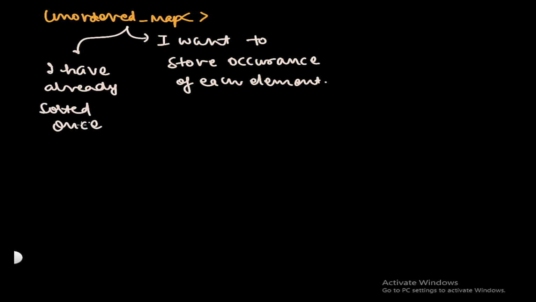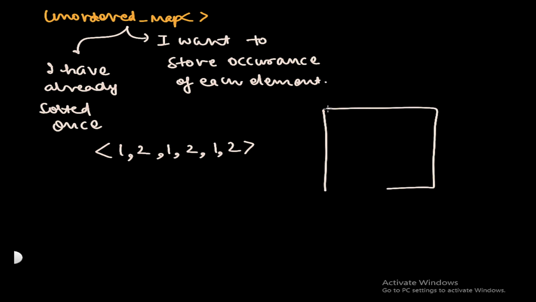Now what I will do, let me just give you an example. Let's say that I am having an array 1, 2, 1, 2, 1, 2. This is my array. So I will maintain a map. I will say okay, the frequency of 1 is 3, and the frequency of 2 is also 3. Now this is my unordered map.